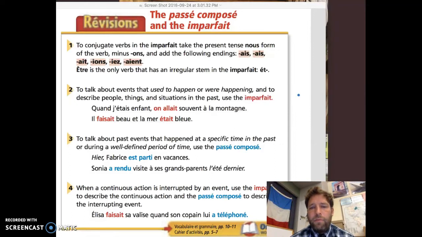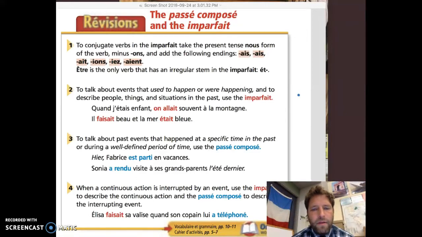So we talked about how in a movie, there are actions, things that take place, but there's also things going on around it. Maybe it could be the weather or a description of the scene. Those would be the imparfait, whereas the actions are going to be passé composé. So they give a few examples here. Quand j'étais enfant, on allait souvent à la montagne. When I was a child, we used to often go to the mountain. Il faisait beau et la mer était bleue. It was a beautiful day and the ocean was blue. Again, the top one is a habitual event, and the bottom one is the description of a scene in the past.